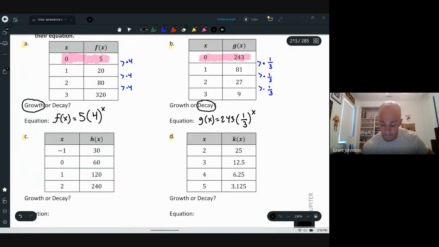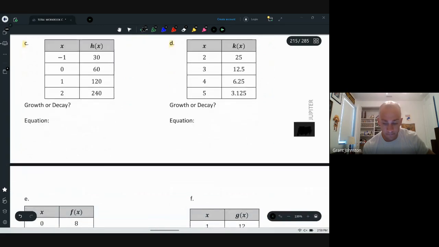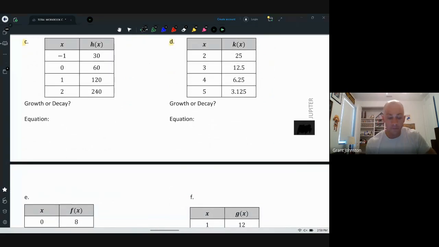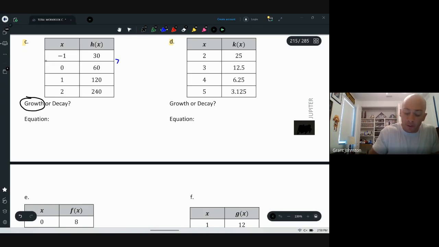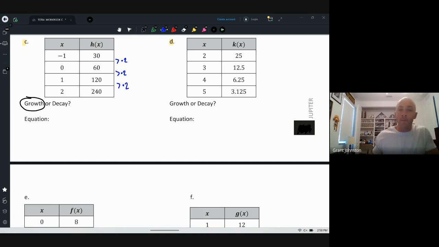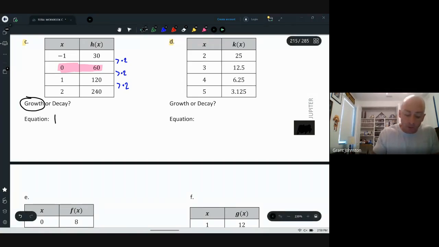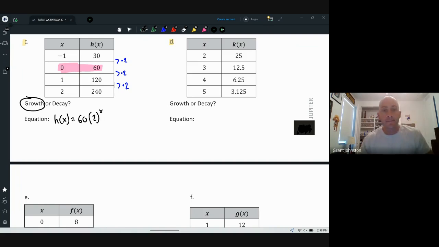C. This looks like it's growth. It's going from 30 to 60 to 120 to 240. And more specifically, it looks like it's multiplying by 2. So that's going to be our B value. Our A value is the y-intercept, which would be at 60. So I'm going to say h of x equals 60 times 2 to the power of x.